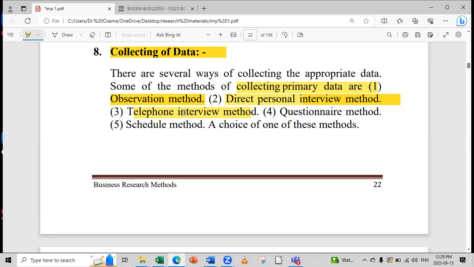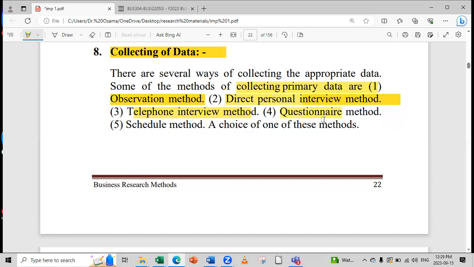Telephone interview methods, but the telephone has too many drawbacks, guys. We've studied the drawbacks of the telephone, because sometimes people don't take it seriously. Or you get a call, you don't know who it is, and you don't answer. Or you seem ridiculous, or you don't know who's calling you.